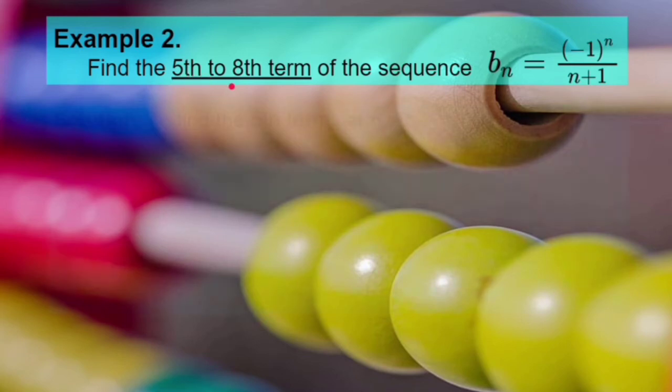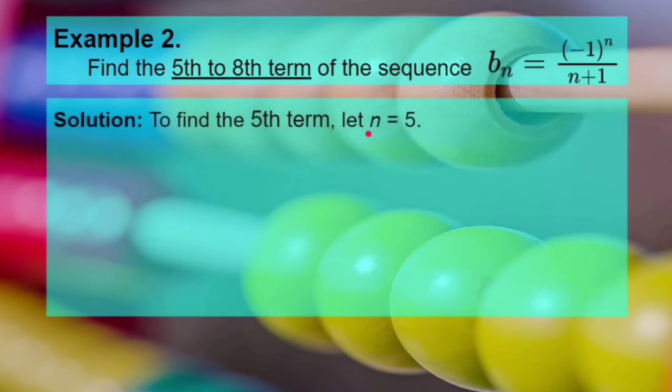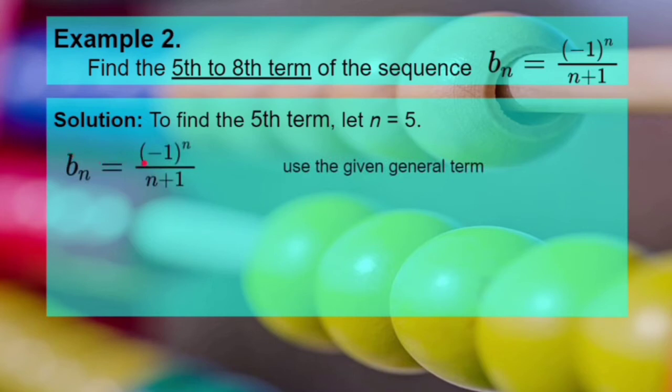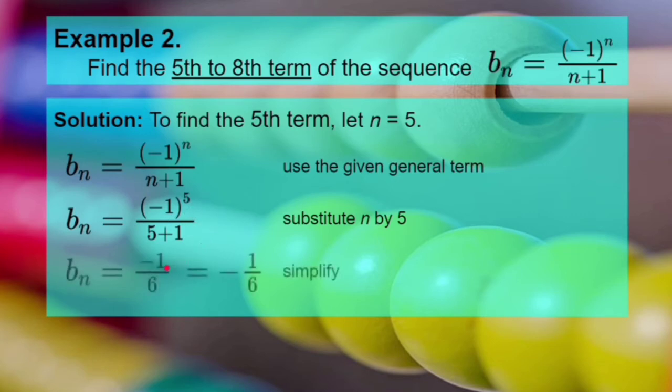So for our solution, to get the 5th term, we let n is equal to 5. And then again, substitute to the given general term. So we have negative 1 raised to n all over n plus 1. Substitute n by 5. So this becomes negative 1 raised to 5 all over 5 plus 1. And then after that, we will perform the operation. So get the fifth power of negative 1, that is negative 1.